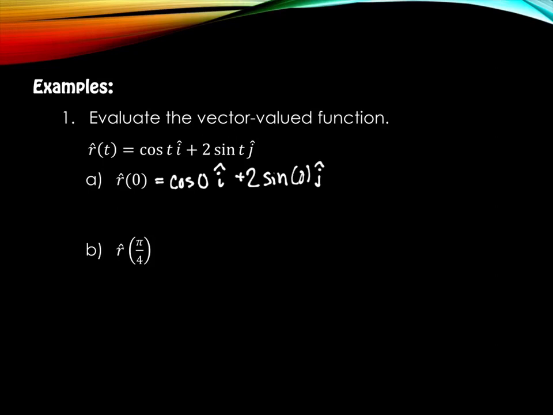Okay, so what's the cosine of 0? 1. So this is 1, or just i. And what's the sine of 0? 0. So this last component disappears. If you want to write it right now for the moment, you can write that it's 0j. That's fine. But the answer to this is that this is the vector i.